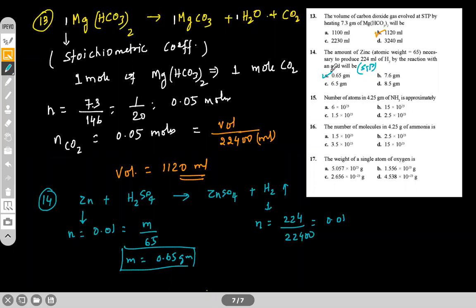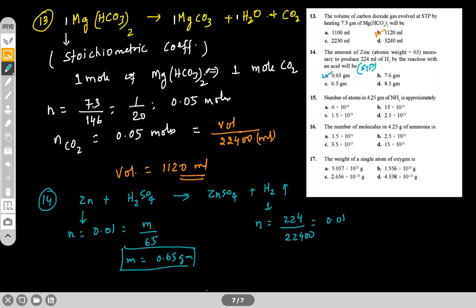With HCl also you get the same answer. Whatever acid you take, you will get the same answer.